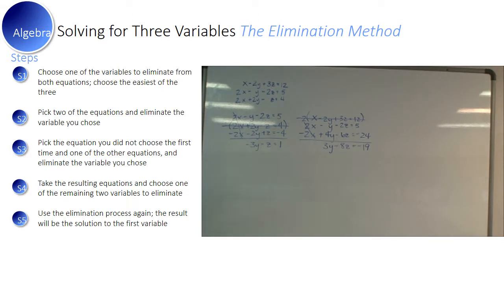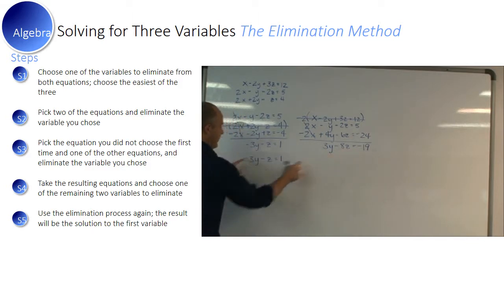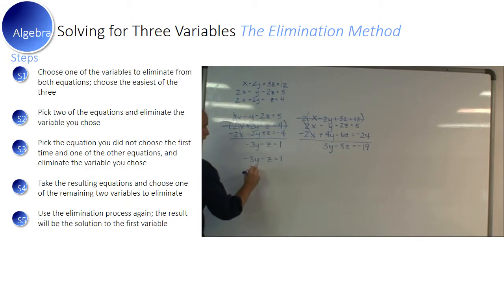So we're going to line these up just like we have with previously doing two variable elimination. So negative 3y minus z equals 1. We're then going to bring this down underneath it. 3y minus 8z equals negative 19.